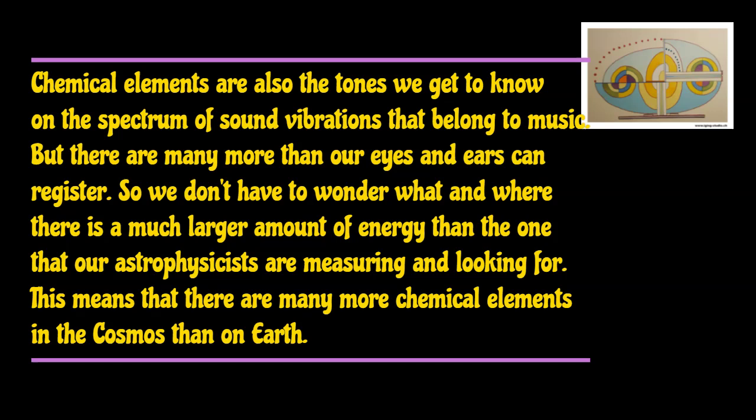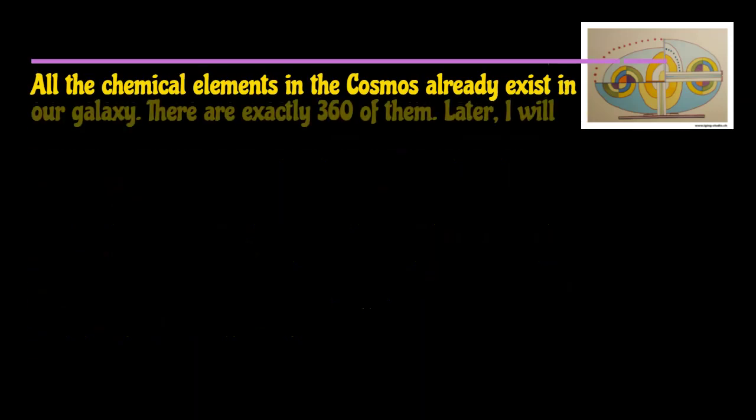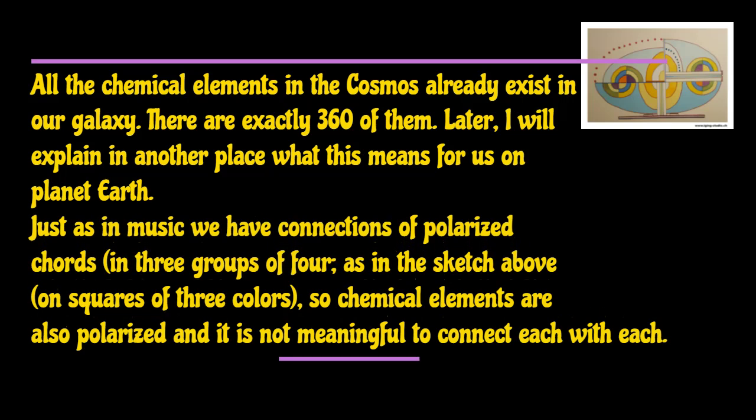So we don't have to wonder what and where there is a much larger amount of energy than the one that our astrophysicists are measuring and looking for. This means that there are many more chemical elements in the cosmos than on Earth. All the chemical elements in the cosmos already exist in our galaxy. There are exactly 360 of them. Later, I will explain in another place what this means for us on planet Earth.